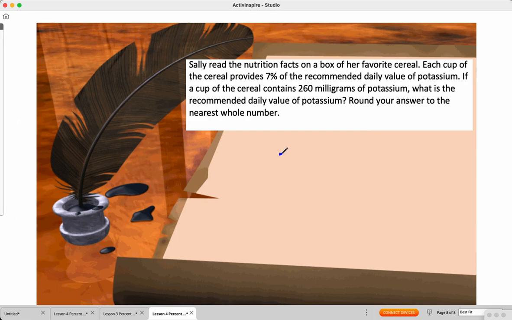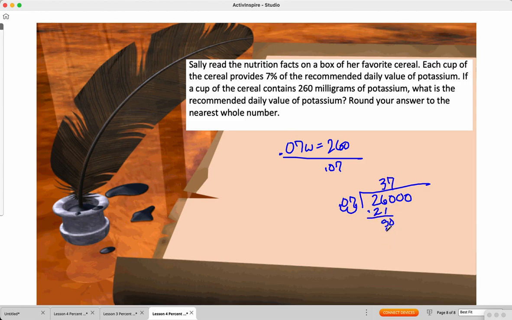All right, so we've got 0.07 times W equals 260. Now this one's a bigger problem. Really what we're going to do is divide by 0.07. So 0.07 into 260, which really means I've got to multiply to get 26,000. So it goes into it 3 times, 21, subtract, get 50. 7 times 7 is 49, 10 goes in once.